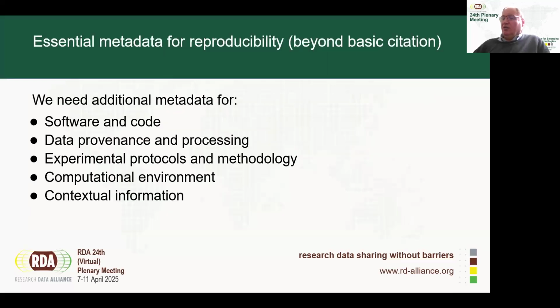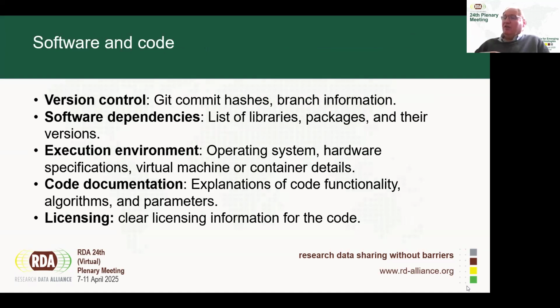Additional metadata which we need are for software and code, for data provenance and processing, experimental protocol and methodology, computational environment, contextual information. Please, let's go to the next slide, I will explain a little bit. For software and code, we need metadata about version control, software dependencies, execution environment, code documentation, and also licensing. Maybe on the next slide.